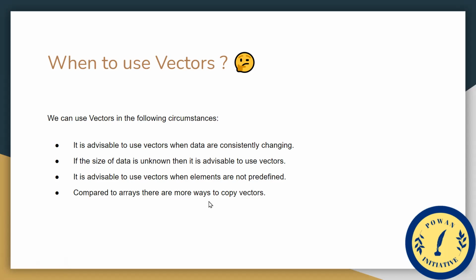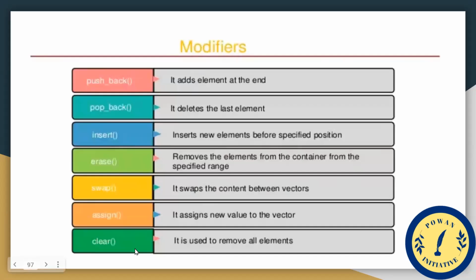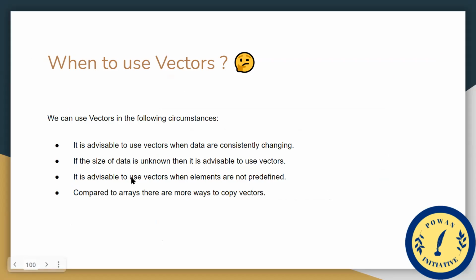After that, compared to arrays, there are more ways to copy vectors. If we learn more about arrays in the upcoming weeks, we can compare the two. There are more ways to copy vectors; we are just seeing the various member functions here. So that's why we use vectors, and these are the situations when we have to use a vector.